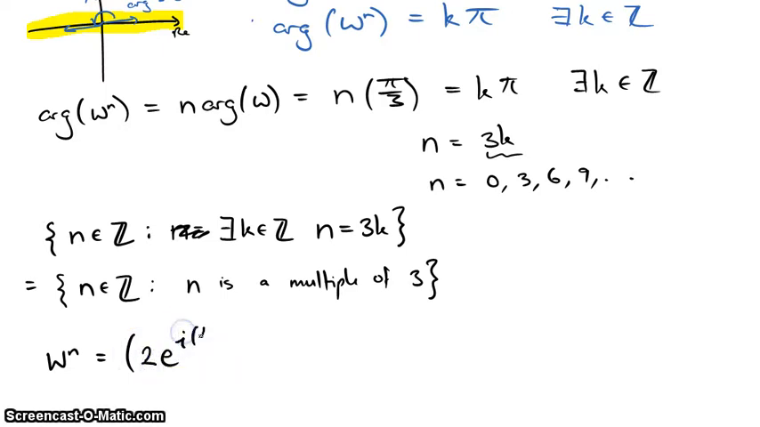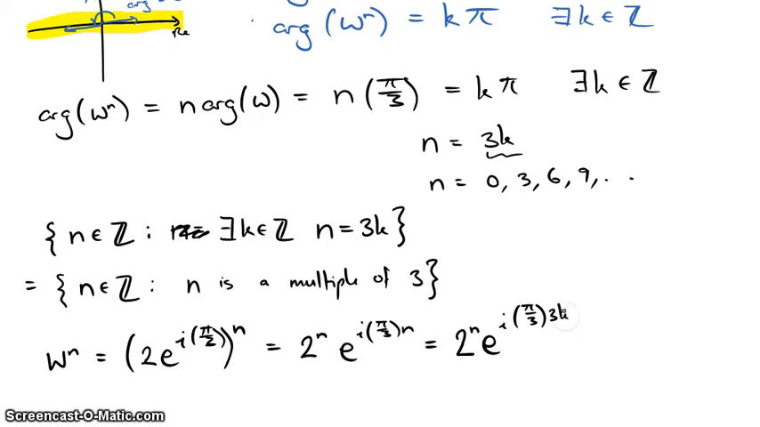This will be 2e to the i pi upon 3 to the power of n, right? So this is 2 to the n and this is e to the i pi over 3 times n. But we already know that n is 3k, so this is just 2 to the n e to the i pi over 3 times 3k, right? And so this is just 2 to the n e to the i k pi.